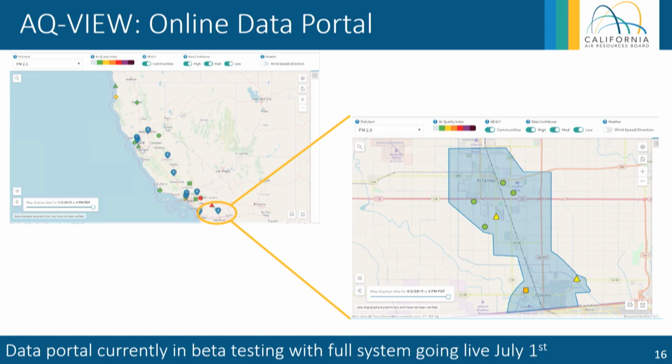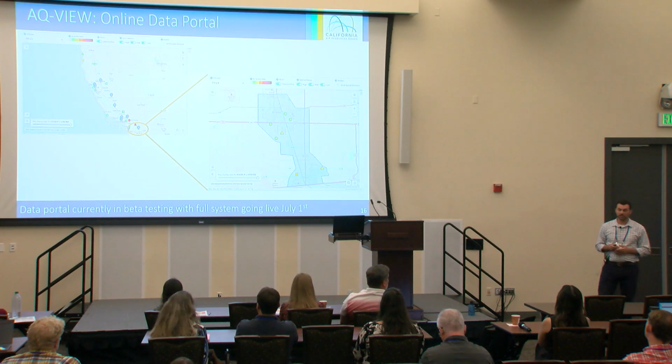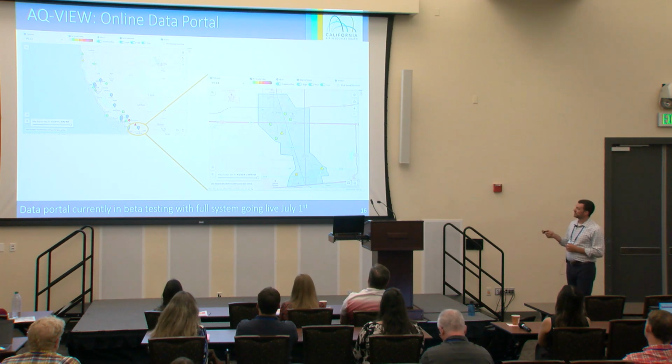And CARB is also creating an online data portal called AQView. And this is being created by our colleagues at the Air Quality Planning and Science Division at CARB. And this is a screenshot of what's going on. It's a repository for a lot of the community air monitoring data, is the short of that.